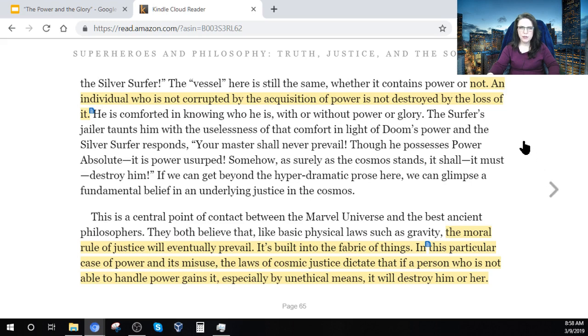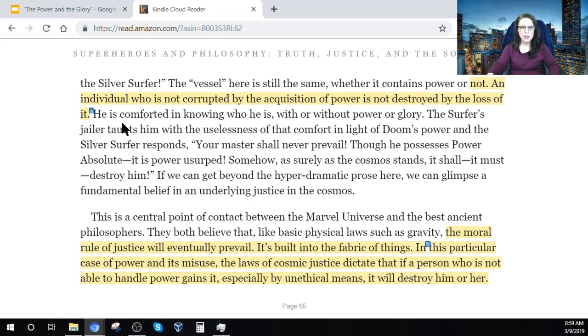And if you look on page 65, after they've done this comparison and contrast example, they say, an individual who is not corrupted by the acquisition of power is not destroyed by the loss of it. And this is very important because this is a point that they will come back to later on in their essay, in which the Fantastic Four finally convince the Silver Surfer to stop being a scout for planets. And it's in that moment that the Silver Surfer realizes that yes, he's been protecting his planet, and in that sense he's been a hero for his planet, but at what cost? That cost is that he's costing other sentient beings their lives.